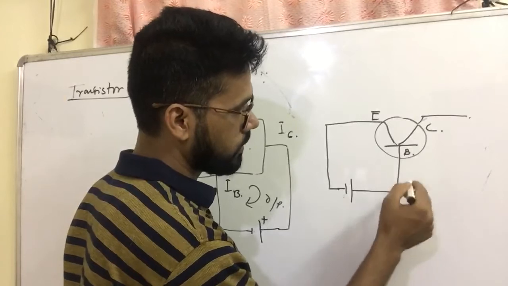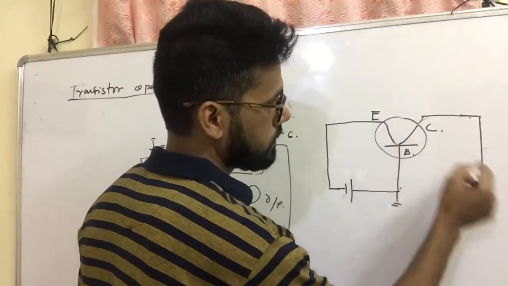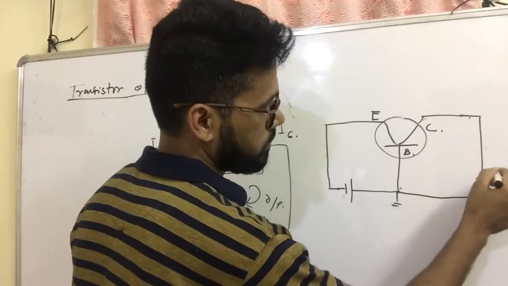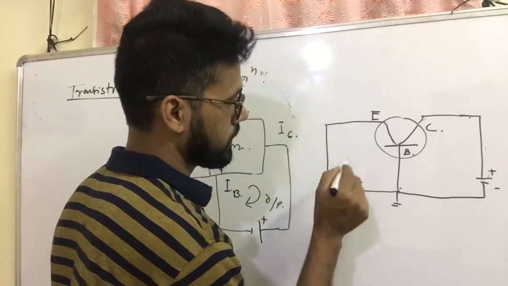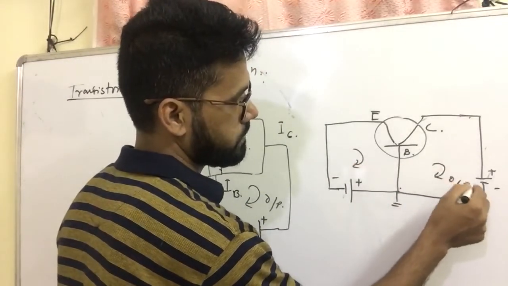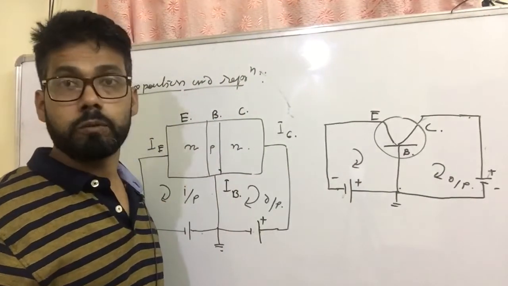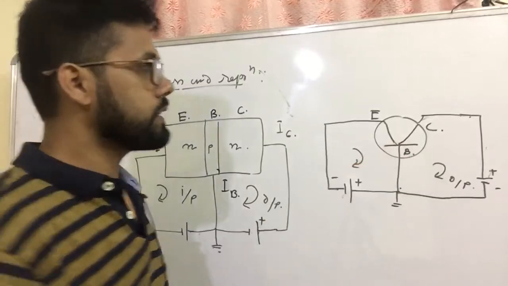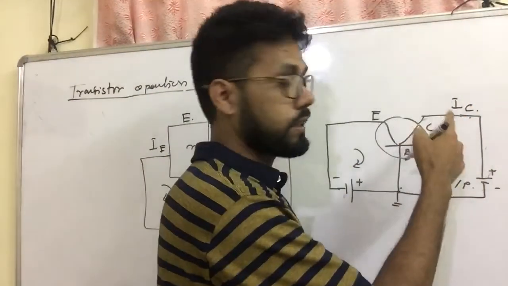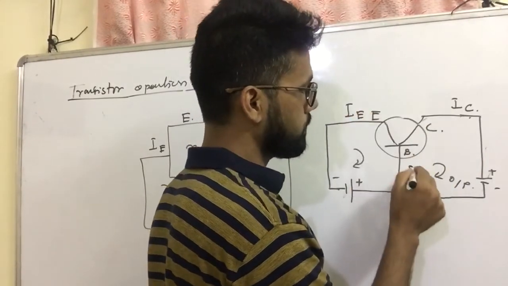It will be ground. Why ground? I am telling you later. This is a reverse bias circuit, so it will be negative, positive, positive, negative, positive, negative. This is the input circuit, this is the output circuit. Okay, you can represent it like this. Now my question is, what is the direction of this current? The output current is represented here. This is the emitter current, this is IB base current.